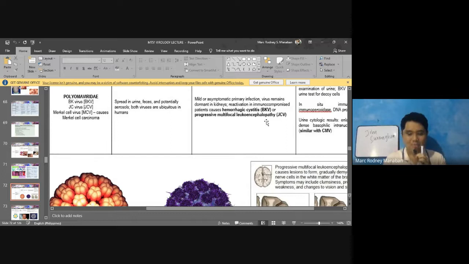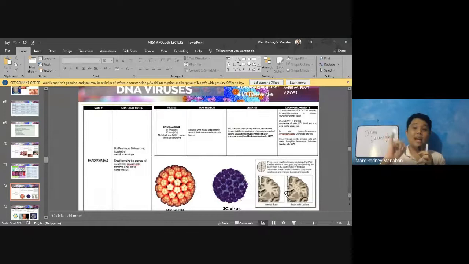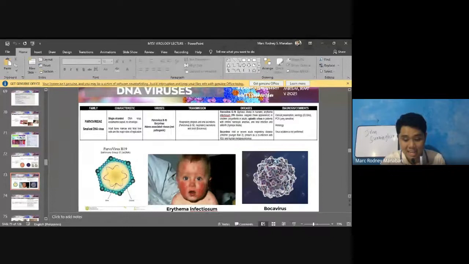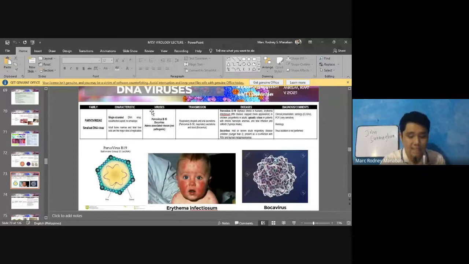Alright, so that's for your Papovaviridae, again, Papillomaviridae and Polyomaviridae. Next family is, of course, the Parvoviridae. Very important. This is considered to be the smallest among the DNA viruses. Another very important characteristic, it's single-stranded.